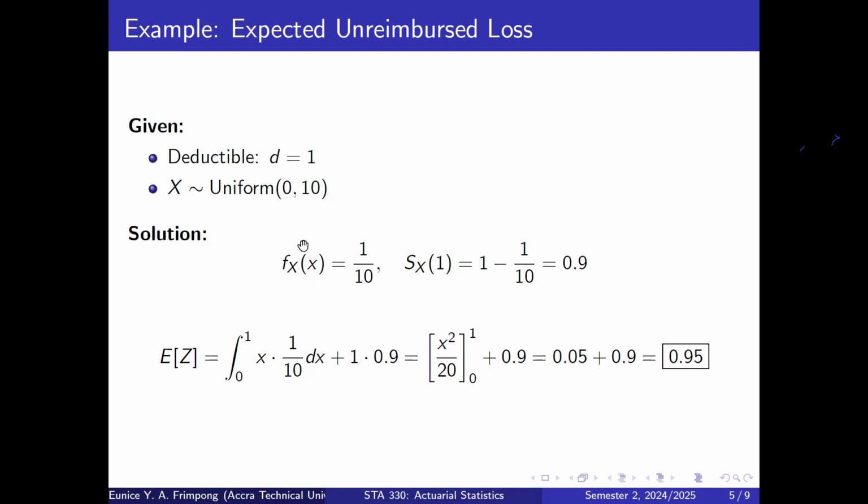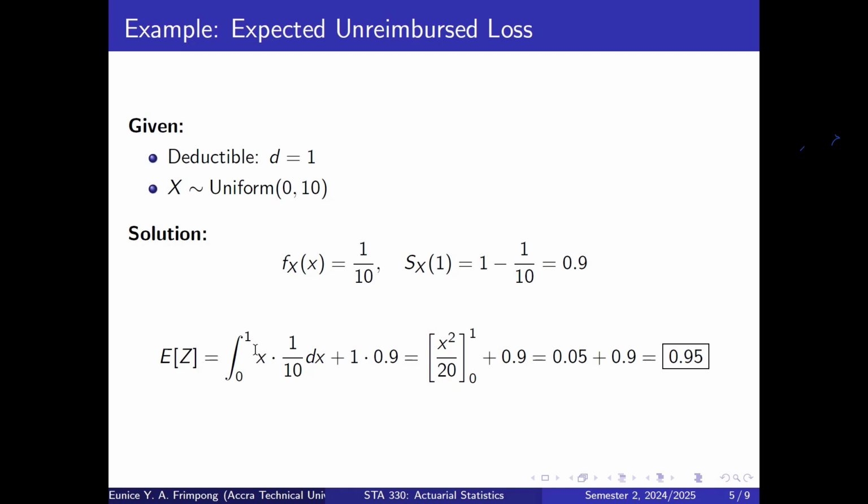Remember, the PDF of a uniform distribution is 1 over B minus A, where A is 0 and B is 10. So 1 over 10 minus 0, giving us 1 over 10. Same for the survival function of the uniform distribution. So now compute the expectation of Z using the formula provided on the previous page.